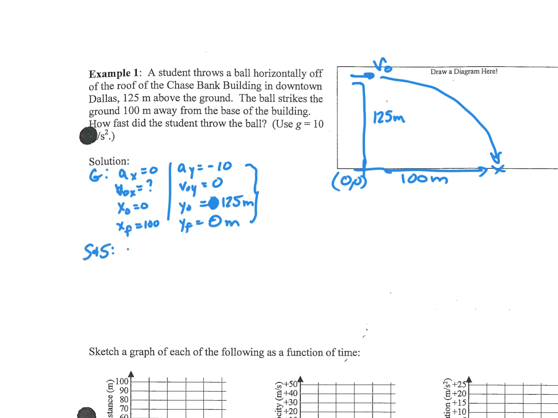So we know y final is equal to y initial plus v initial in the y direction t minus 1/2 gt squared. Okay, well v initial in the y is 0, so that goes away. Y initial is 125, so we end up with 0 here. We have 125 here, minus 1.